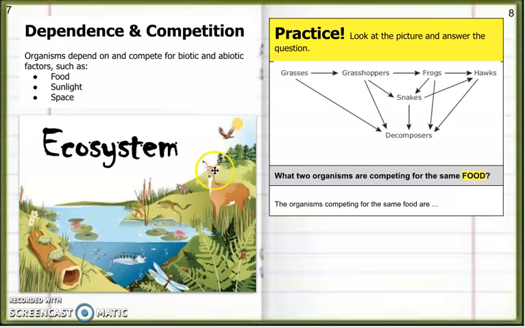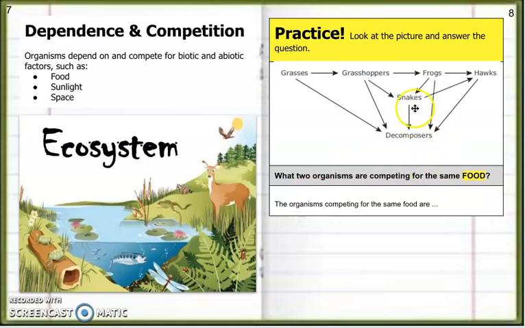You have sunlight. Plants are going to need sunlight, so maybe these closer to the top are going to get more sunlight. And then again, food. This fish can be competing with the frogs for the smaller fish, or the frog could be competing with the turtles for these little insects. It all depends on if they're omnivores, carnivores, herbivores, and so forth.